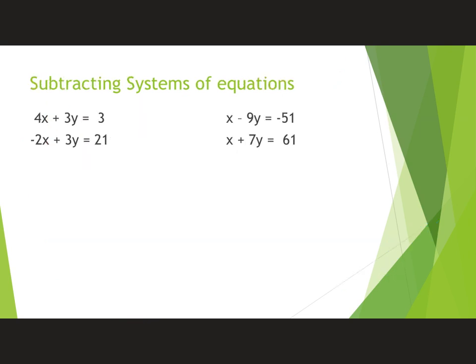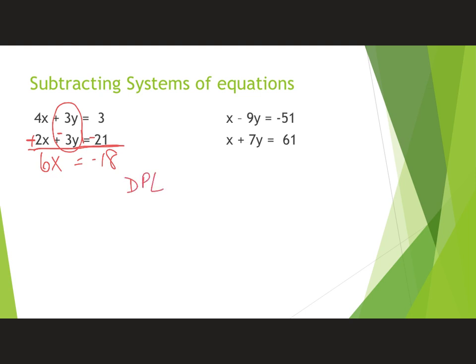So in this case, we are going to subtract, because you'll notice here, if I add these, they're not going to go away. But if I subtract one from the other, it'll go away. So subtracting, I have the same thing over here. I am just going to change all my signs, right? So this becomes a positive, this becomes a negative, this becomes a negative. So 4x plus 2x is 6x. My y's go away, and that equals -18.